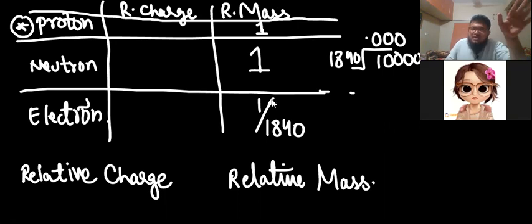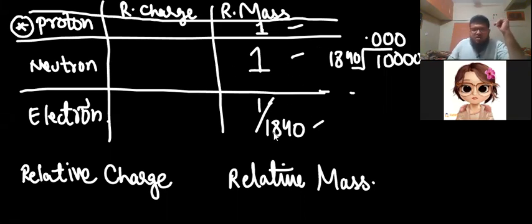Clear? Did you guys get these three numbers? Did you guys understand this? If you have questions, please ask in the chat box. Shazib, did you understand why I got this one and this one and this one over 1840? Even in your book, you'll find a table like this one.